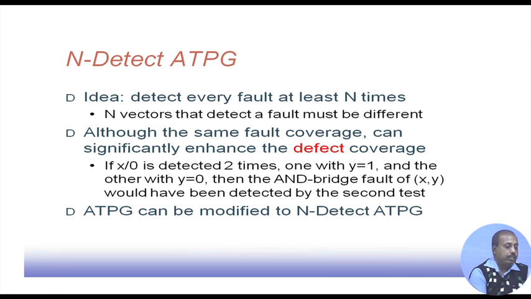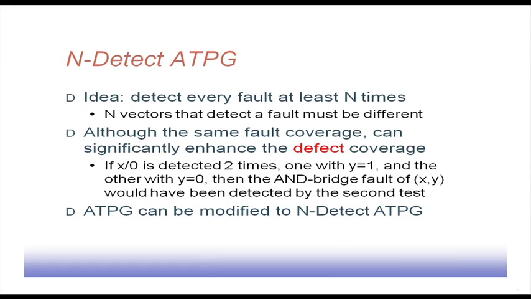Because see, suppose x stuck at 0 is detected 2 times, one with y equal to 1 and the other with y equal to 0, then this AND bridge fault of x y would have been detected by the second test. So, if this is detected 2 times, once with y equal to 1 and then y equal to 0, that means we can be sure that there is a bridging fault between x and y. So, for bridging fault detection, this may be one issue.